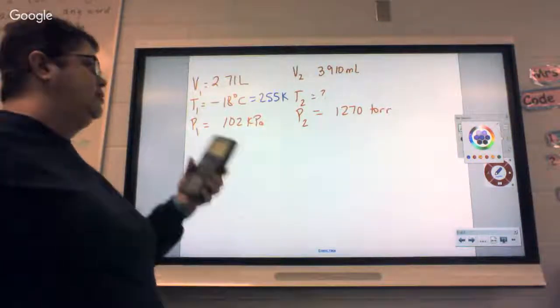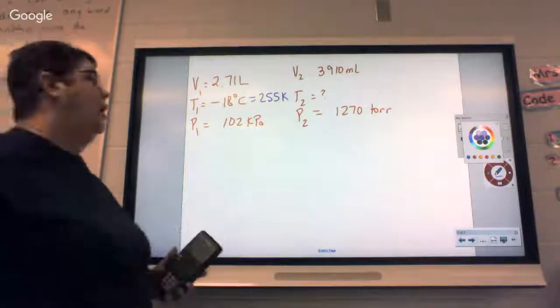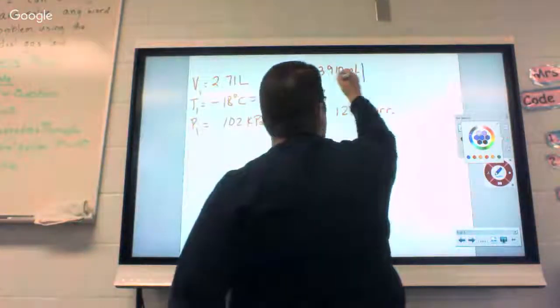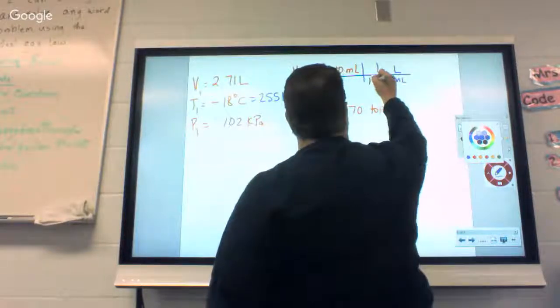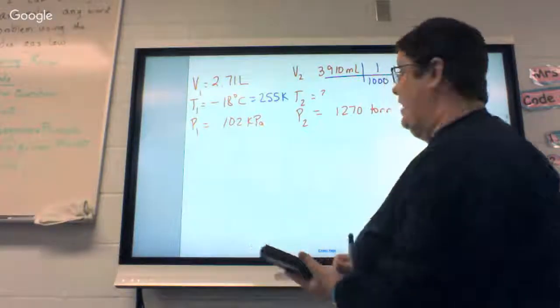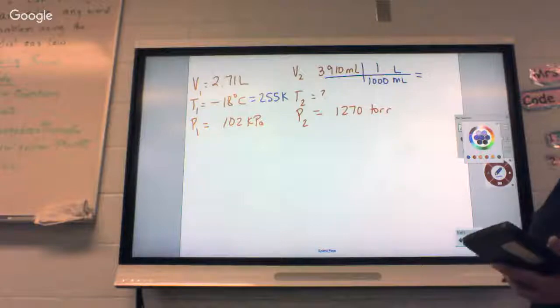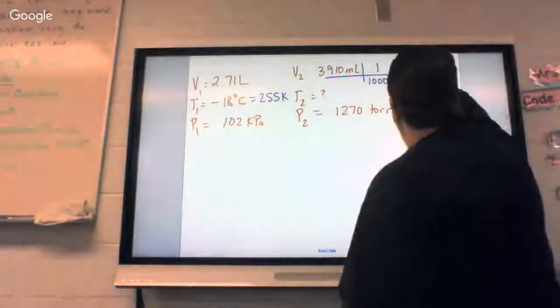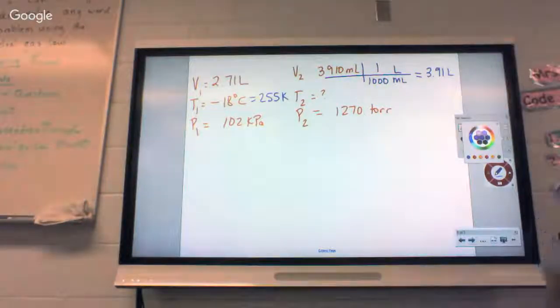Now, do we want liters or milliliters for our volume? Liters. All right, so milliliters on the bottom, liters on the top, 1 liter. This is why I said to memorize it to 1,000, because we're going to do this a lot today. Or y'all are tonight and tomorrow anyways. 3910 divided by 1,000, 3.91 liters. All right, so the volumes are good, the temperatures are good.